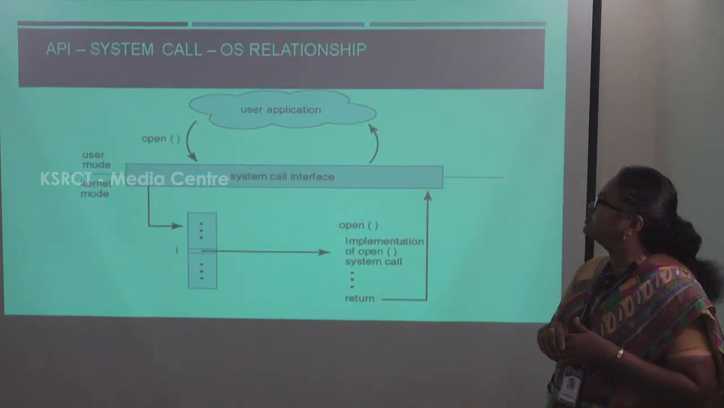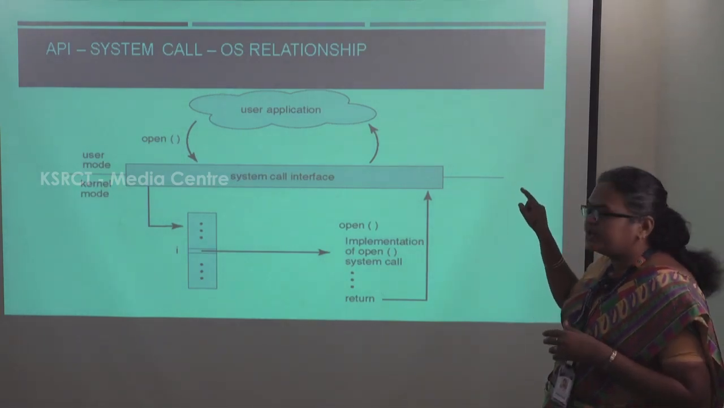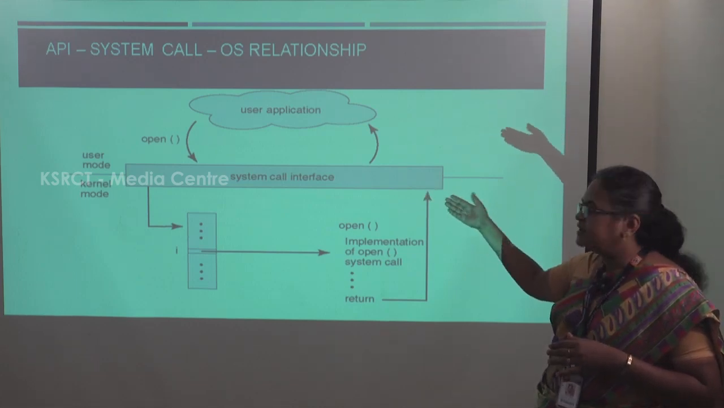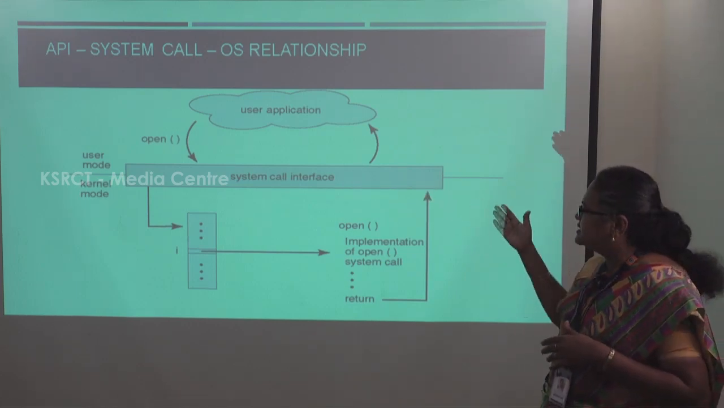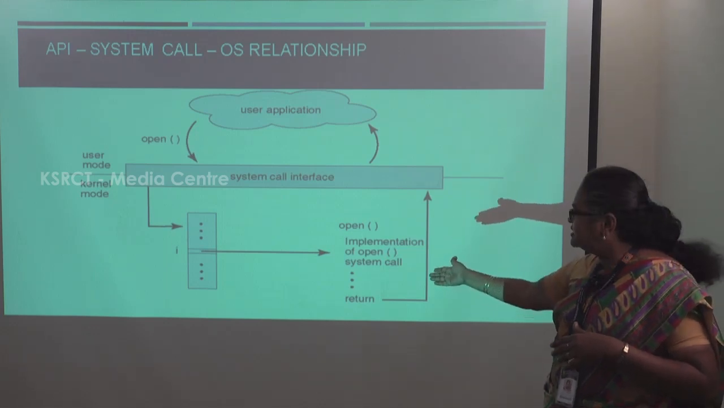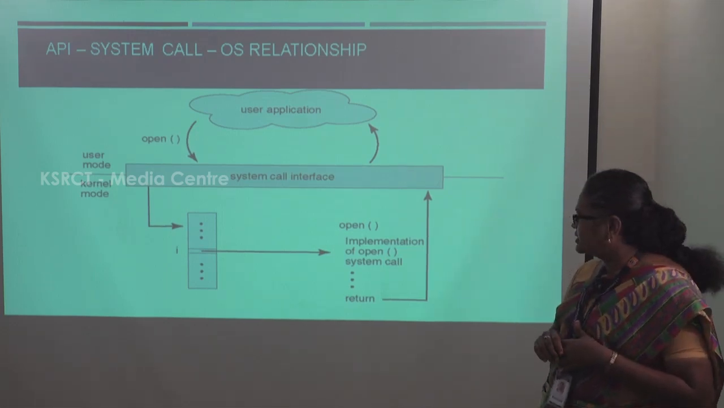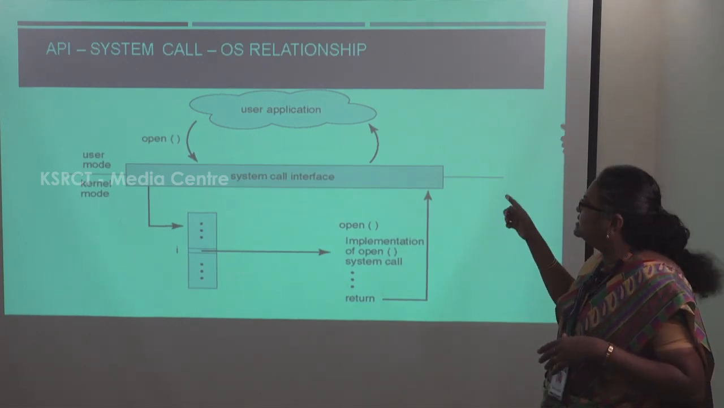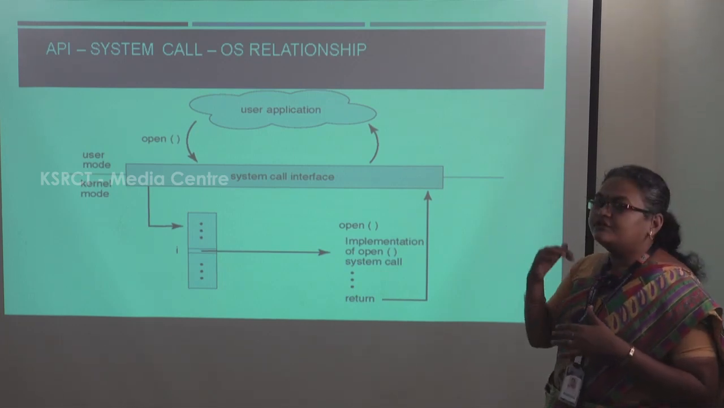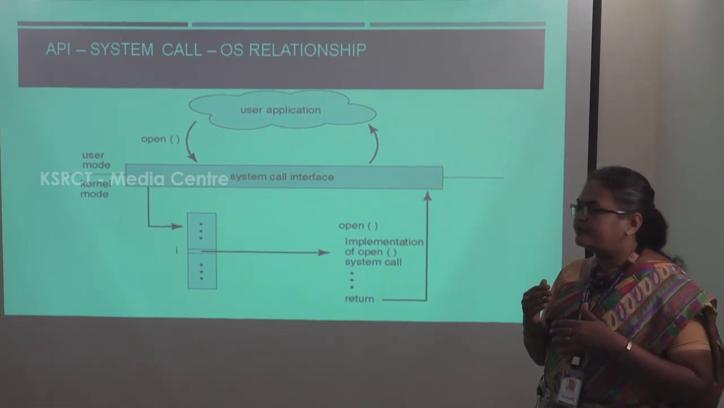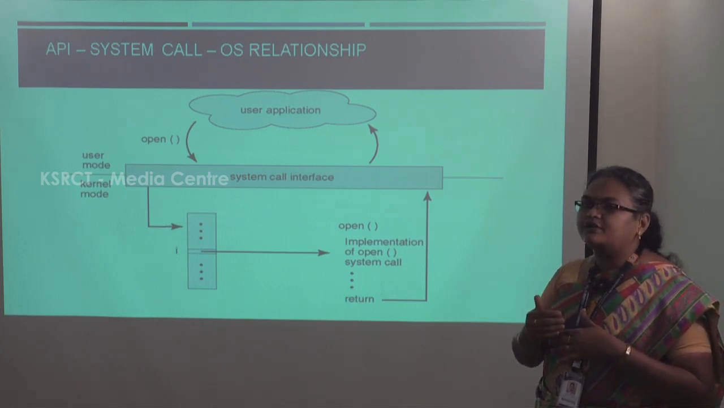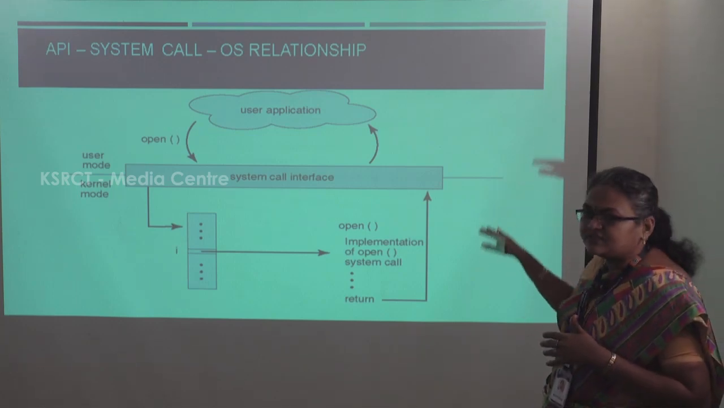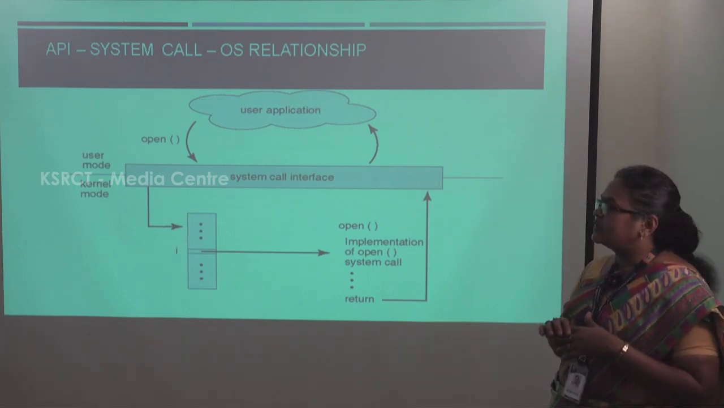This is an implementation of a system call. When the user application is given, the API generates a system call open and it is given to the system call interface. The system call interface executes the opening of a particular file. It opens it and returns to the interface. The interface then gives the output of that file opening, that means it returns the file content to the user application. In this way it is executing the system calls.